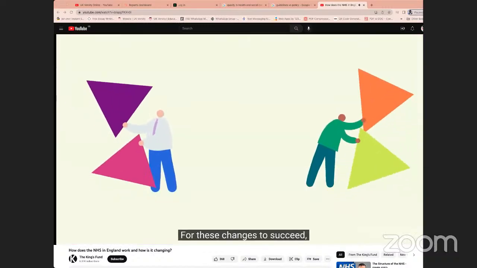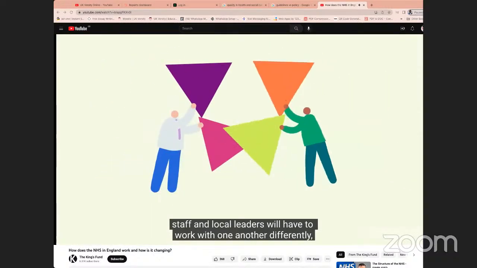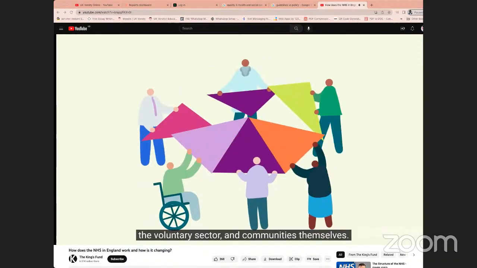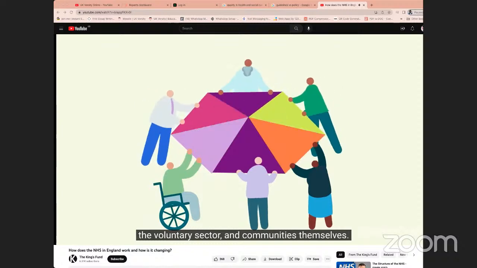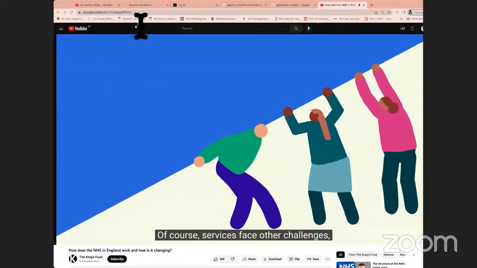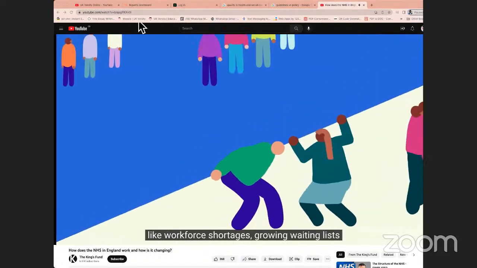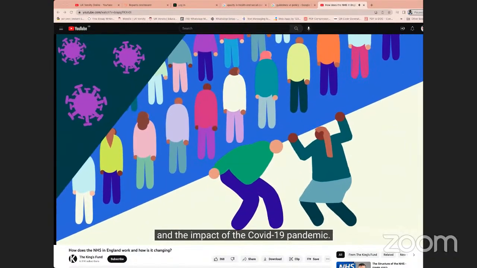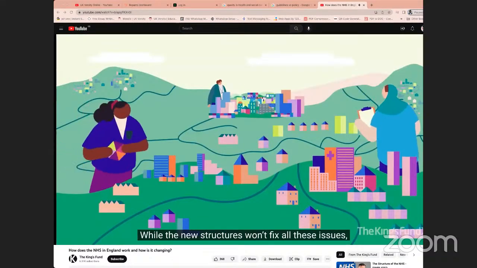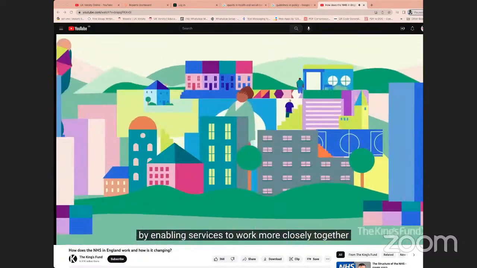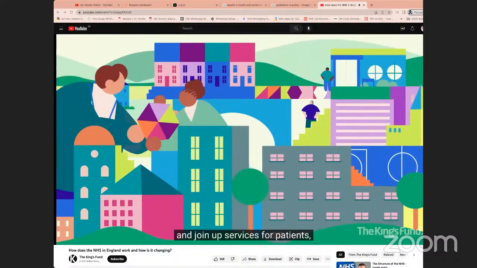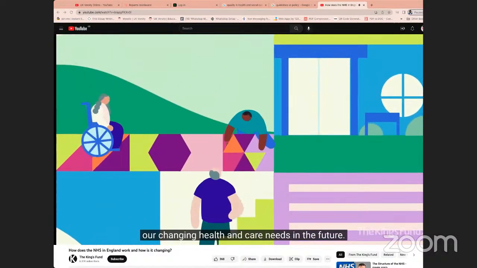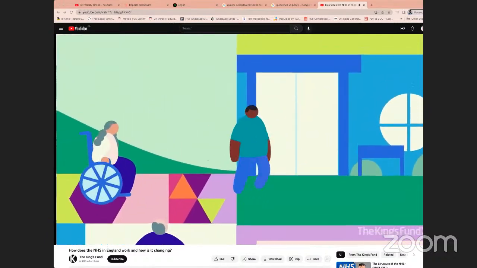For these changes to succeed, staff and local leaders will have to work with one another differently, alongside key partners in local government, the voluntary sector, and communities themselves. Of course, services face other challenges like workforce shortages, growing waiting lists, and the impact of the COVID-19 pandemic. While the new structures won't fix all these issues, by enabling services to work more closely together and join up services for patients, it's hoped that the health and care system will be better able to meet our changing health and care needs in the future.